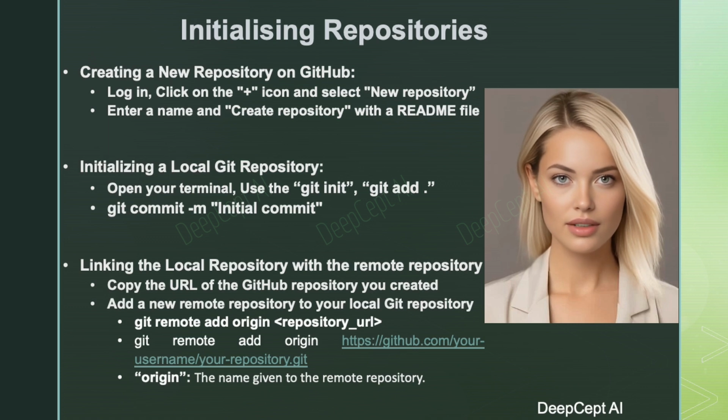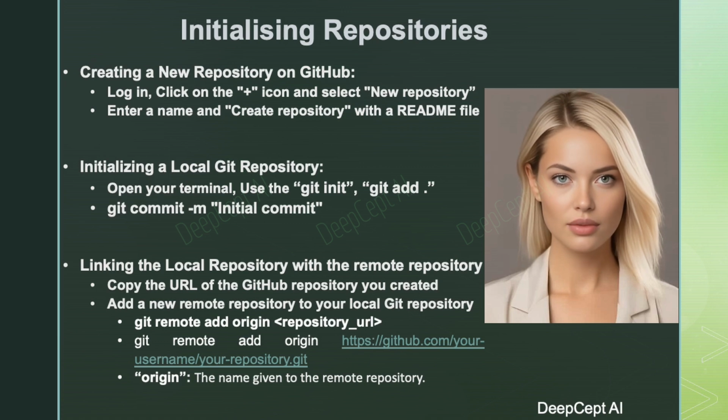Once the repository is created, you need to initialize a Git repository locally on your machine. Navigate to the directory containing your project files in your terminal or command prompt and run git init to initialize a new Git repository. Then, add your project files to the repository using git add and commit them with a descriptive message using git commit -m with an initial commit description.